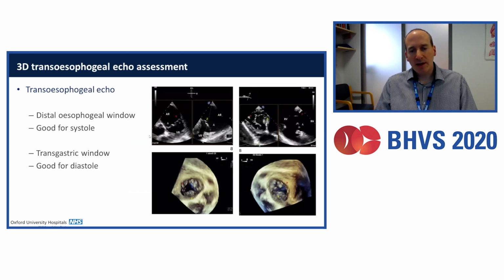Remember, the reason TOE for the tricuspid valve is difficult is that it's very rare for the tricuspid valve to be completely opposite the imaging plane like the mitral valve is, with good reflectivity from the leaflets. And for that reason, the distal esophageal window is good for systole because the leaflets are relatively en face when they're closed. And a transgastric window is good for diastole because the leaflets again are en face to the imaging plane when they're open. So you may need to take two separate views and integrate your 3D both in systole and diastole to fully understand leaflet motion.